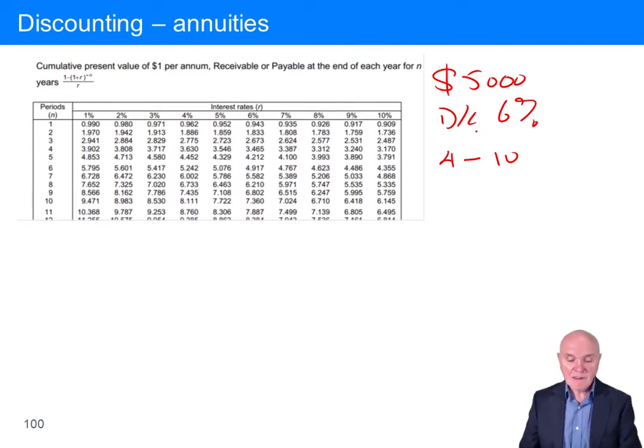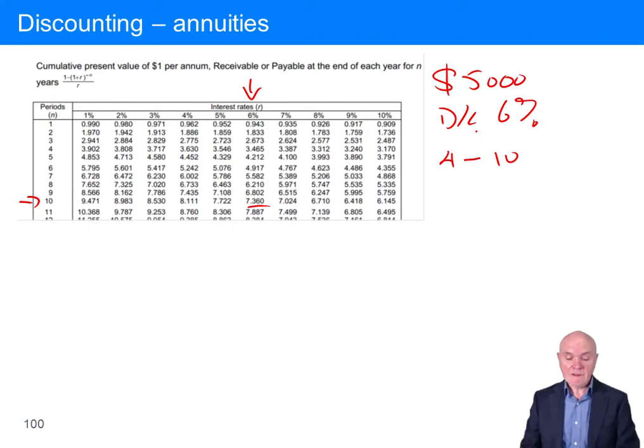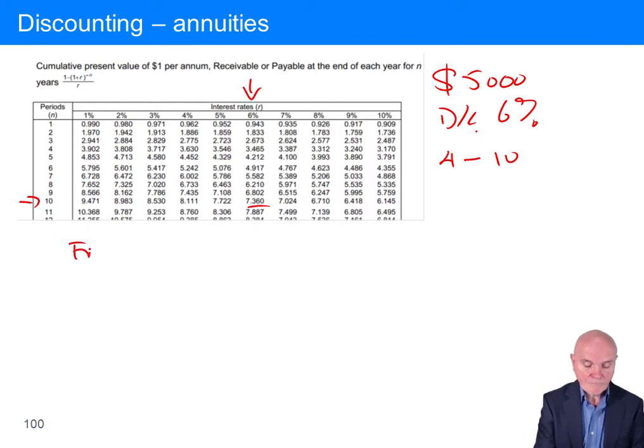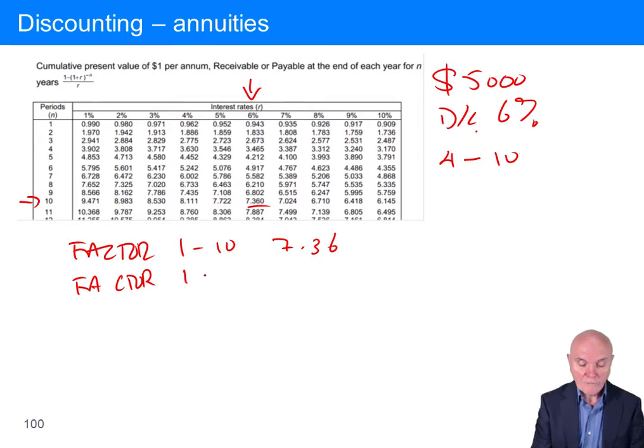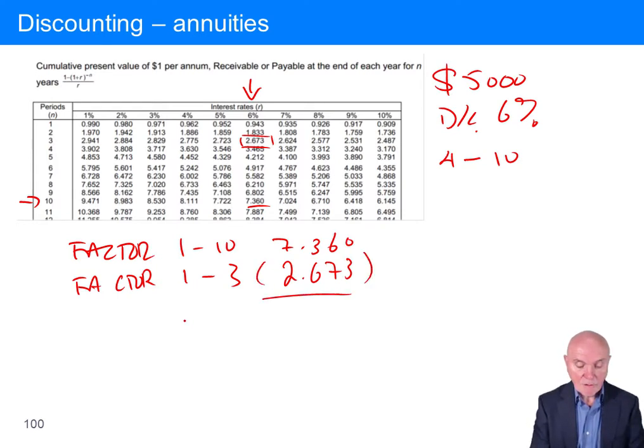Now the way to do this is to say, well, if I go to my 6% here, and I go to my 10 years here, we have 7.36. So the cumulative factor for 1 to 10 is 7.36. And the factor for 1 to 3, that one there, is 2.673. And as you subtract one from the other, you are left with 4 to 10.